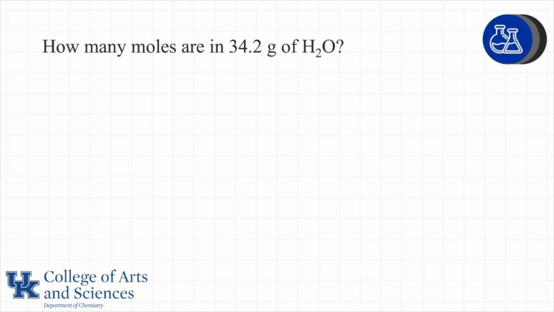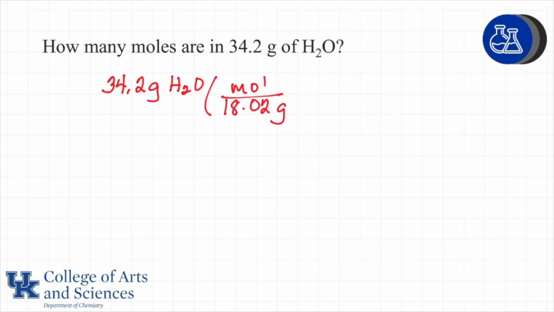How many moles are in 34.2 grams of H2O? We're going to start with the 34.2 grams because that's the number we know. And then we can put grams on the bottom of the next step and put moles on top. We're still using the molar mass, 18.02 grams per mole, but now we've inverted it to make the units cancel out. We cancel out grams and we're left with moles, 1.90 moles of water.